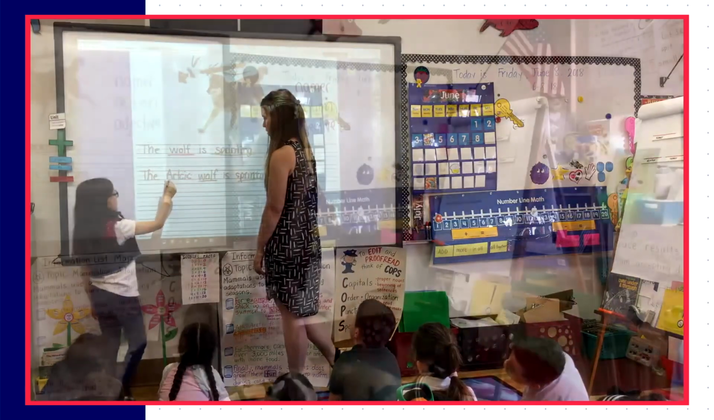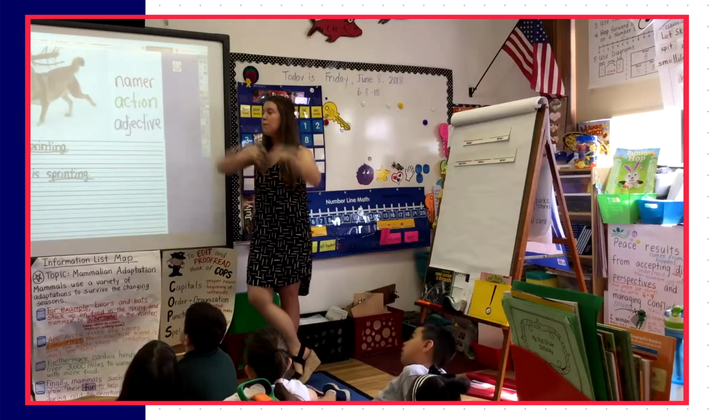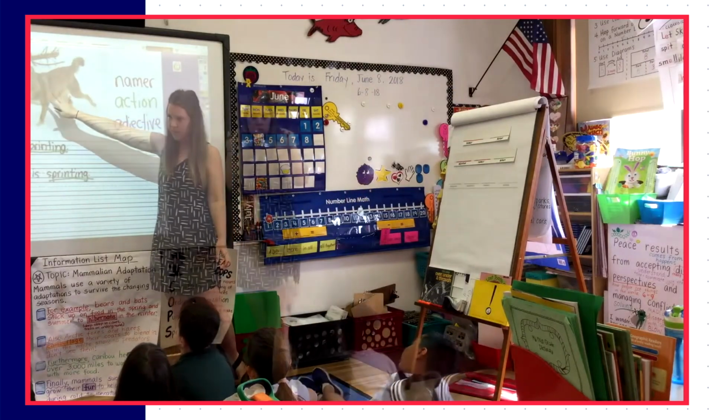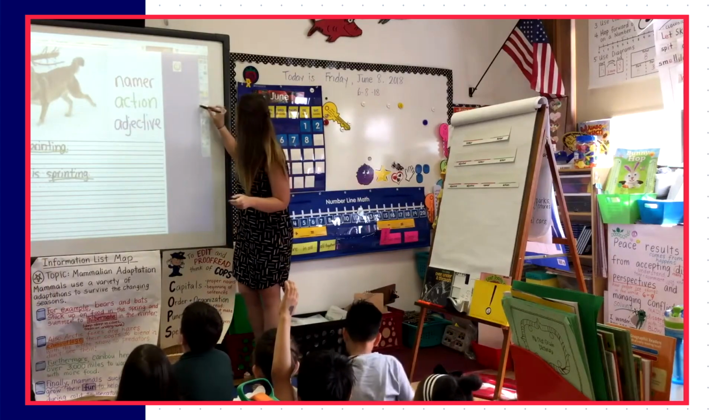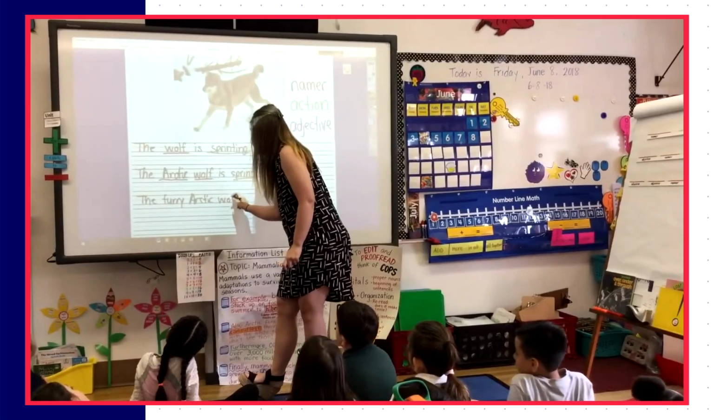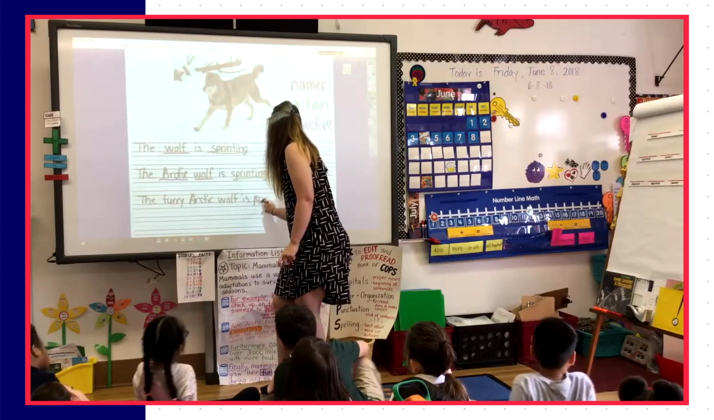Arctic, good. Now we want to expand our sentence even more. We want to say more about this wolf because we can use so many words to describe him. Yeah, so we could say the furry Arctic wolf is sprinting.